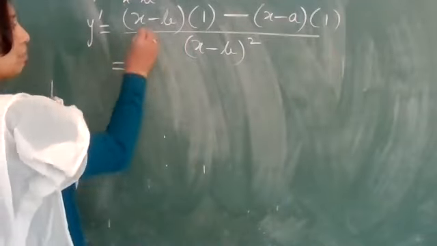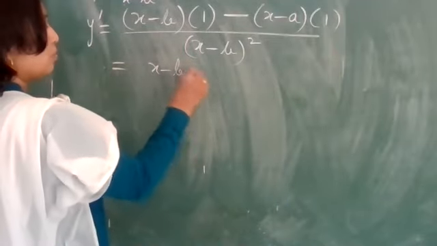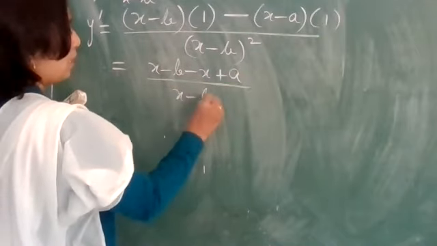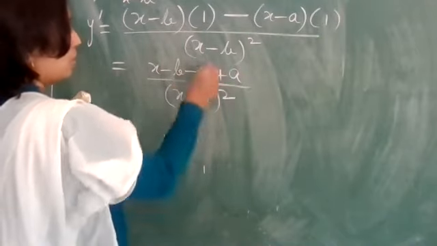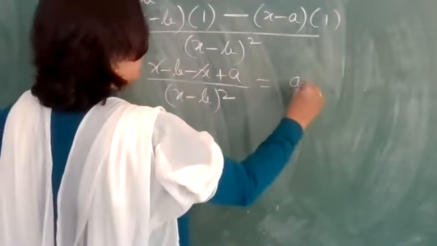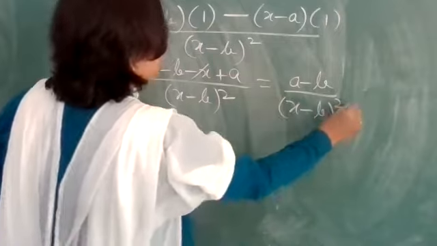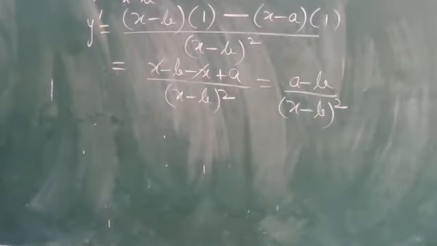And finally we simplify this: (x minus b minus x plus a) upon (x minus b) whole square. So we get it as (a minus b) upon (x minus b) whole square. This is quotient.